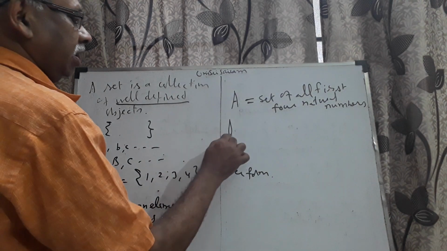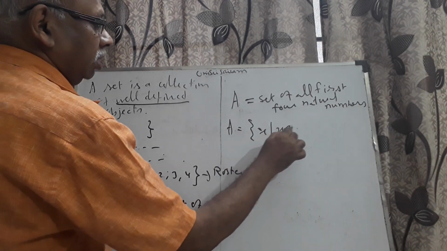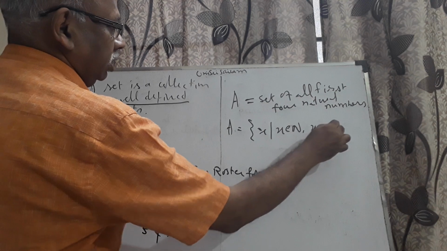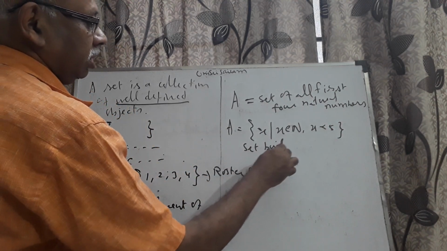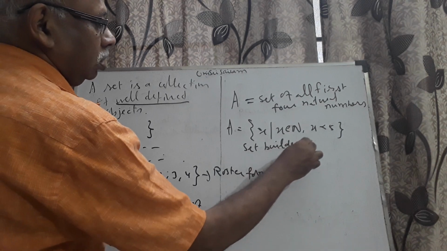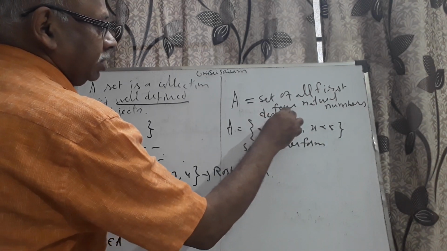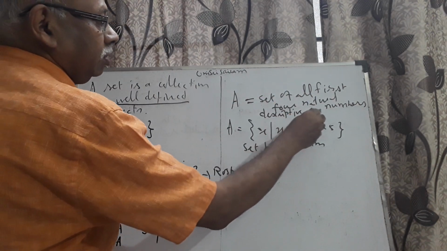The same set, if I write like this, set of all x, x belongs to N, the set of natural numbers, and x less than 5, this notation is called set builder form. And this is called descriptive form, where I am describing without using set braces, etc.